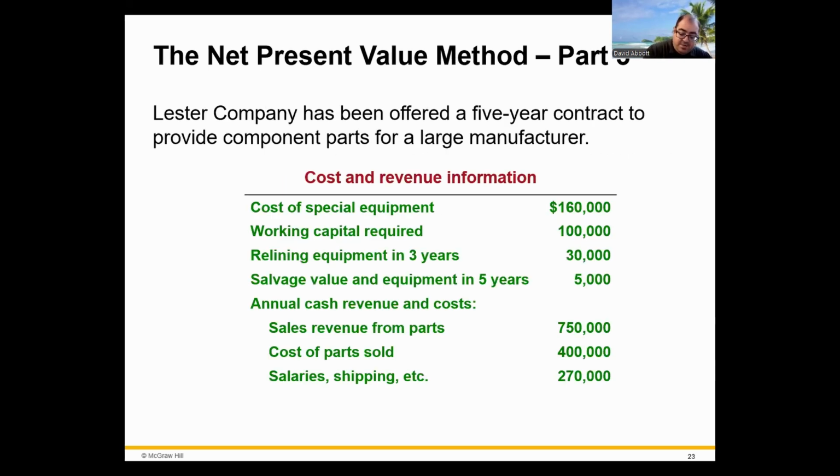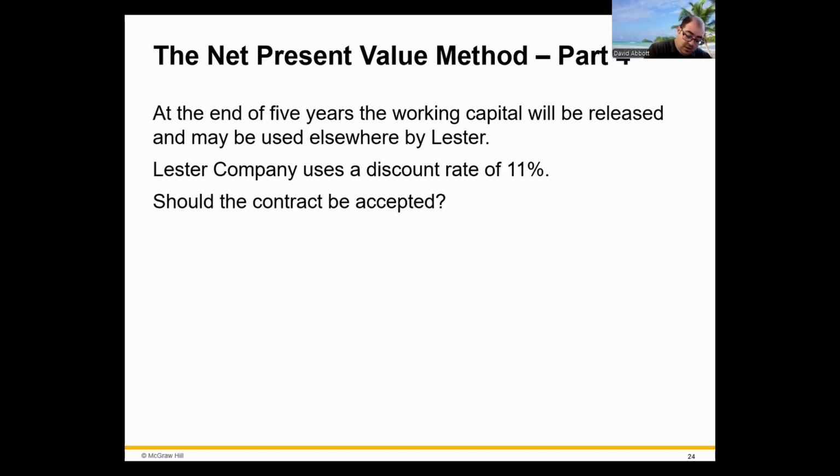So, the net present value method, an example using future discount factors from Exhibits 14B1 and 14B2. Again, we look at this example with respect to the Lester Company. Lester Company has been offered a 5-year contract to provide component parts for a large manufacturer. But in doing that, they're going to have to buy special equipment. They're going to have working capital to keep that going. They're going to have to reline the equipment in year 3. And then after year 5, what they would get. So again, taking all of this into account, we're going to look at that.